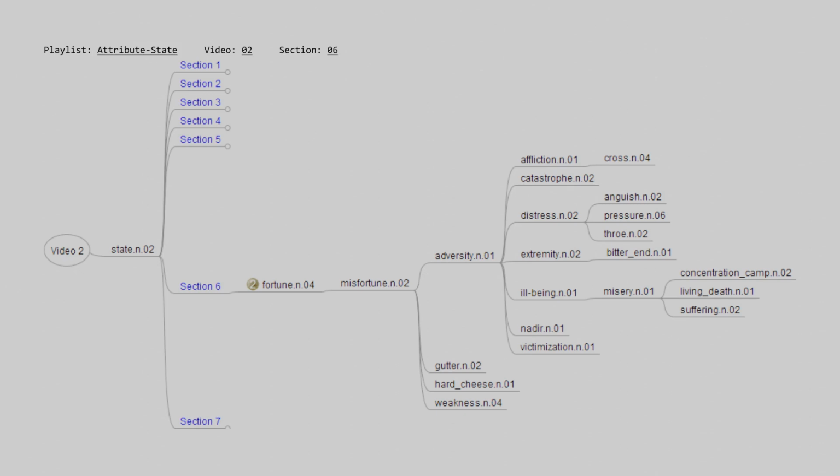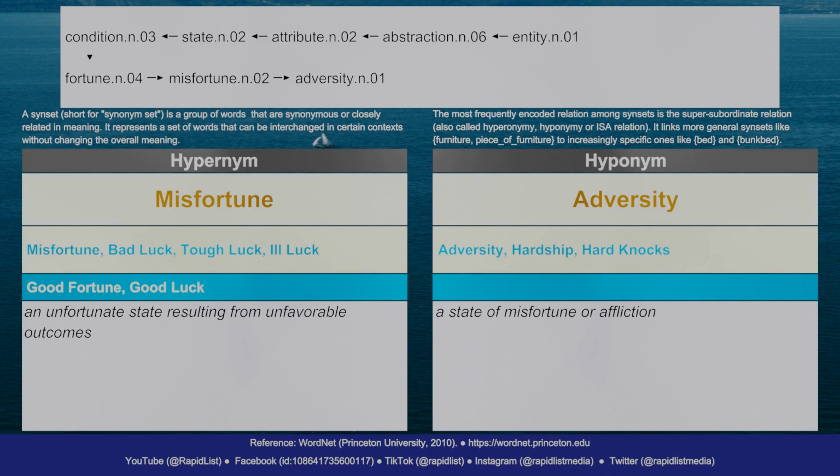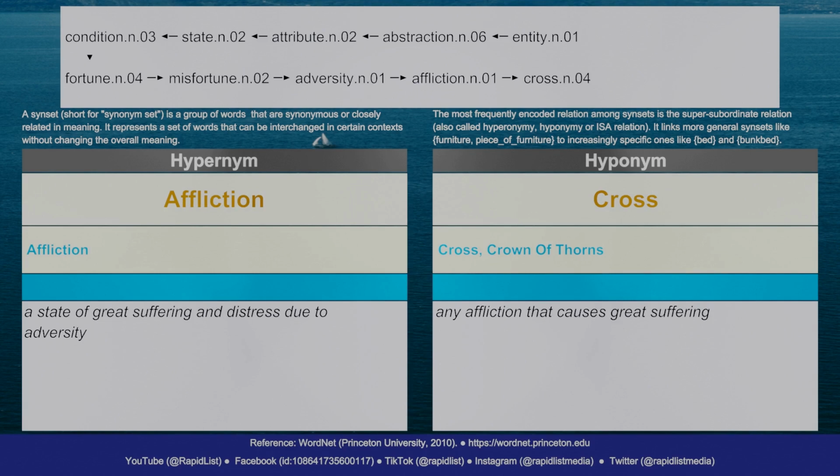Section 6. In this section, we will explore misfortune, or unfortunate state. Misfortune. An unfortunate state resulting from unfavorable outcomes. Adversity. A state of misfortune or affliction. Bedridden farmers struggling with adversity. Affliction. A state of great suffering and distress due to adversity. Cross. Any affliction that causes great suffering. He bears his afflictions like a crown of thorns.